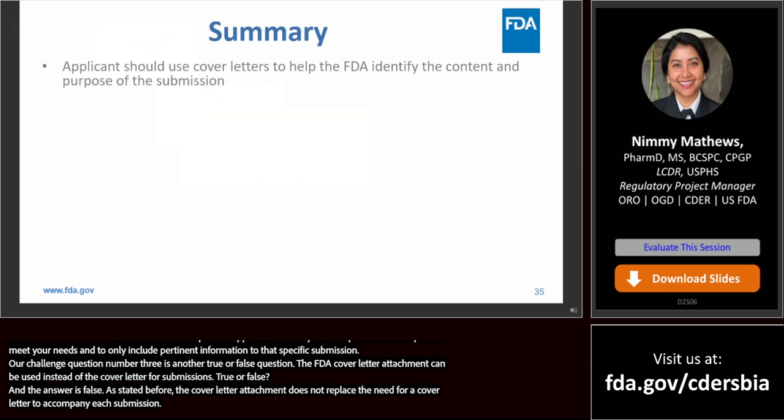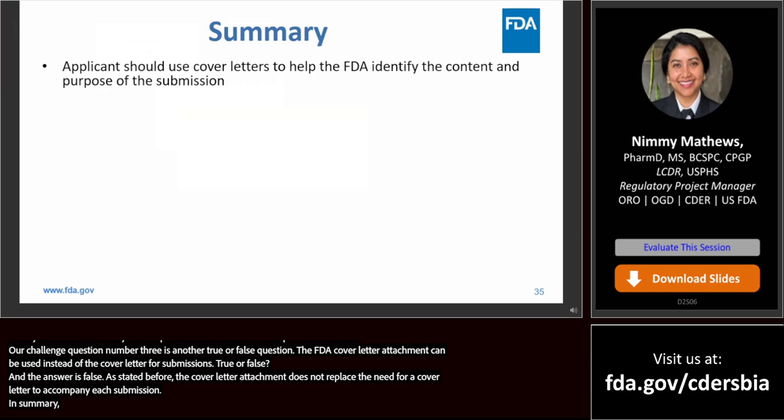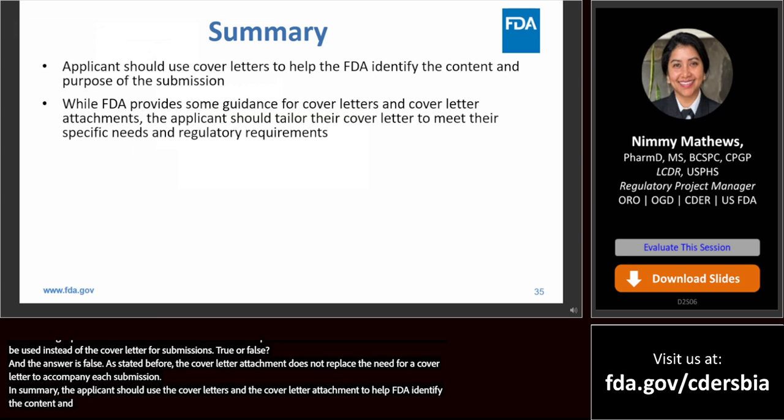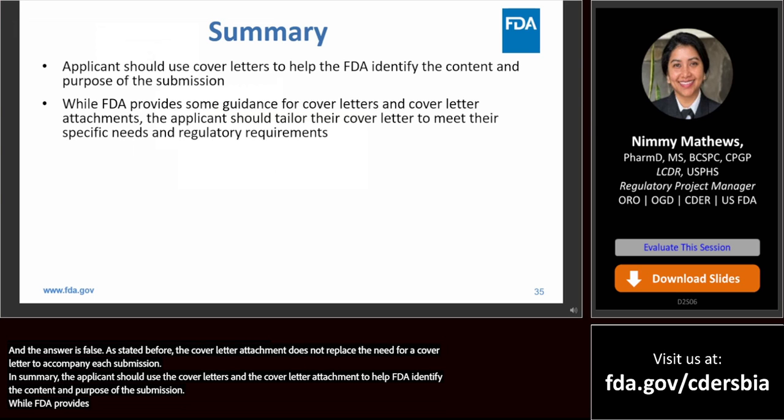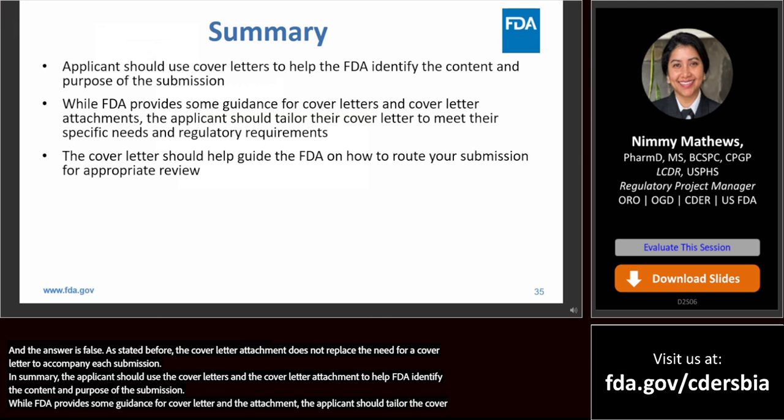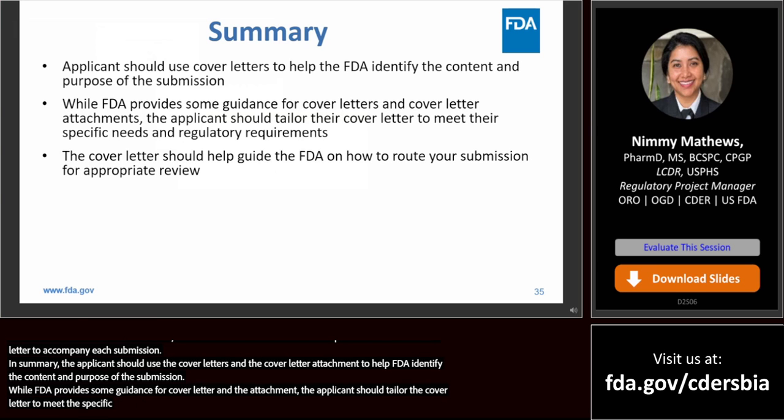In summary, the applicant should use the cover letters and the cover letter attachment to help FDA identify the content and purpose of the submission. While FDA provides some guidance for cover letter and the attachment, the applicant should tailor their cover letter to meet their specific needs and the regulatory requirements. The cover letter should help guide the FDA on how to route your submission for an appropriate review.